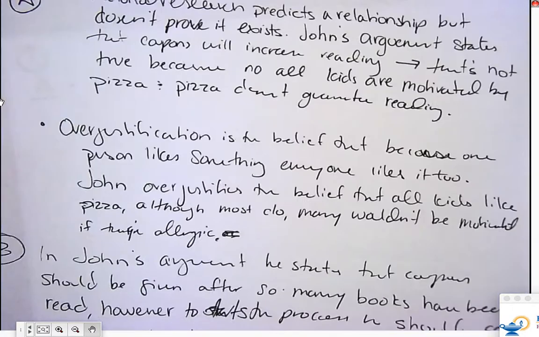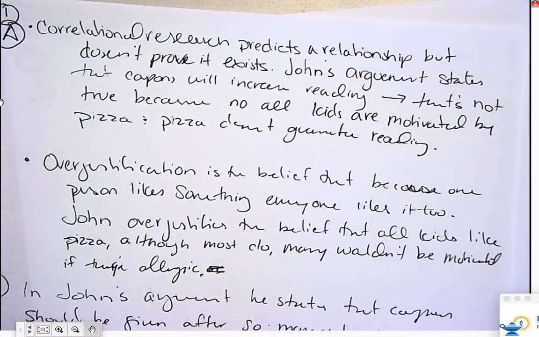Okay, so for what I wrote in my last period as you're finishing yours: correlational research predicts a relationship but doesn't prove it exists. John's argument states that coupons will increase reading. That's not true because not all kids are motivated by pizza, and pizza doesn't guarantee reading. Okay, so if you have something like that.